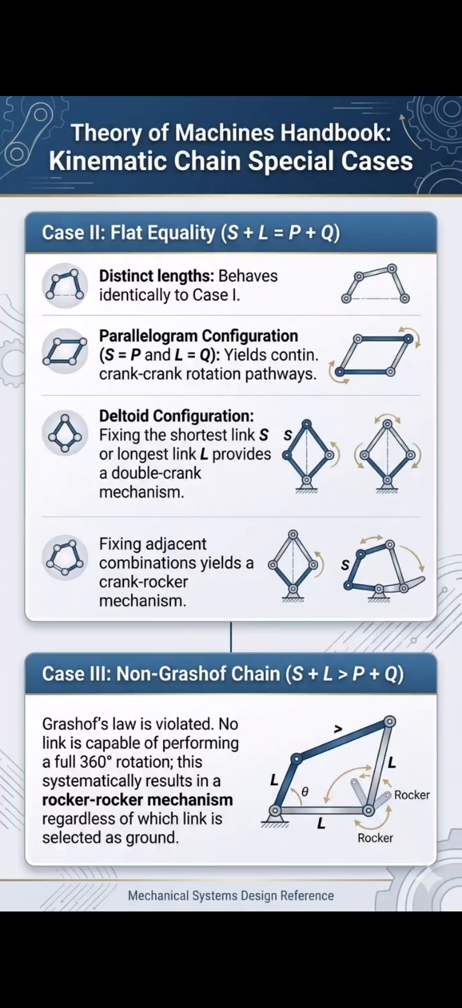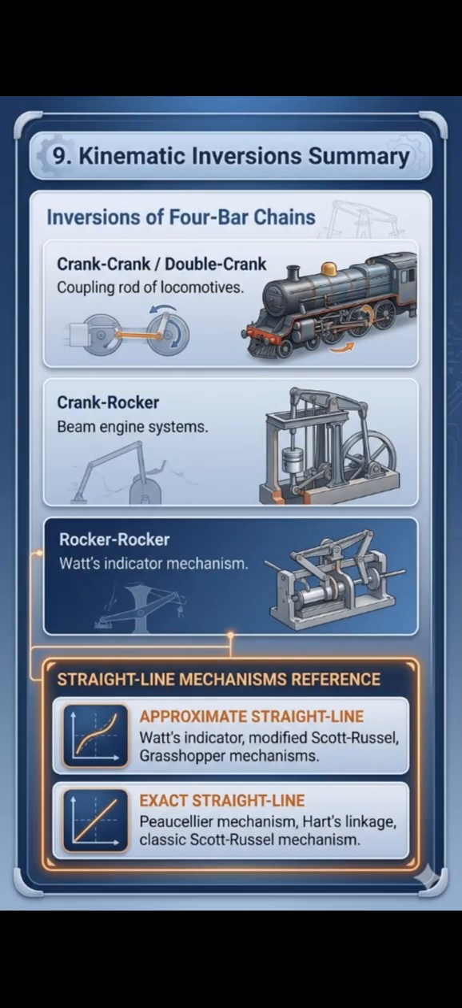Non-Grashof chains: S plus L is greater than P plus Q. Grashof's law is violated. No link is capable of performing a full 360-degree rotation. This systematically results in a rocker mechanism, regardless of which link is selected as ground.